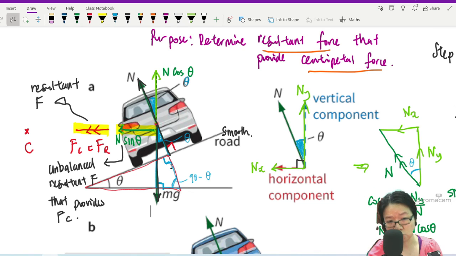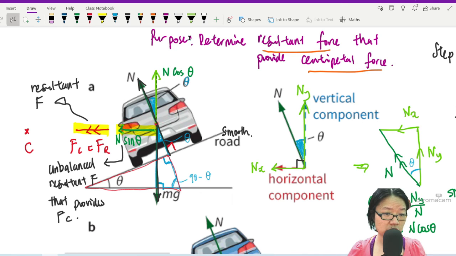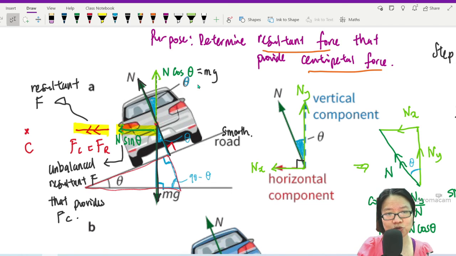Then what we did was we resolve. How do you know which direction and which force to resolve? Use the center of the circle as your guide. When you resolve the forces, one force will have an unbalanced component that is directed towards the center. Who balances n cos theta? Why, my friend? That would be our good old mg. So n cos theta will balance with mg, and then this car will have an unbalanced n sine theta here. This unbalanced n sine theta is the one that provides the centripetal force and that is directed towards C. So this is your unbalanced resultant force that provides Fc.